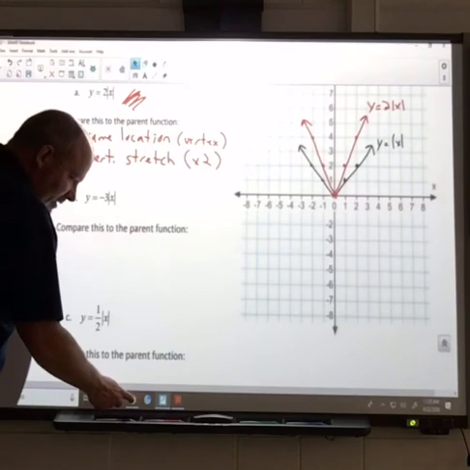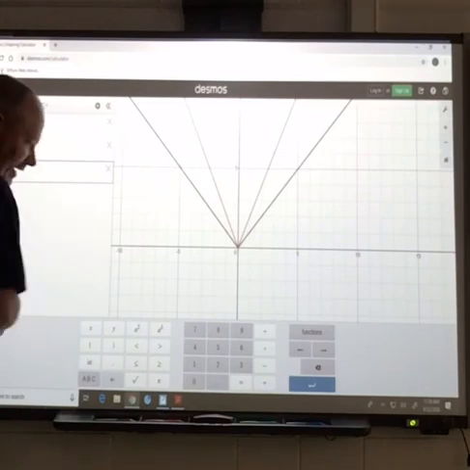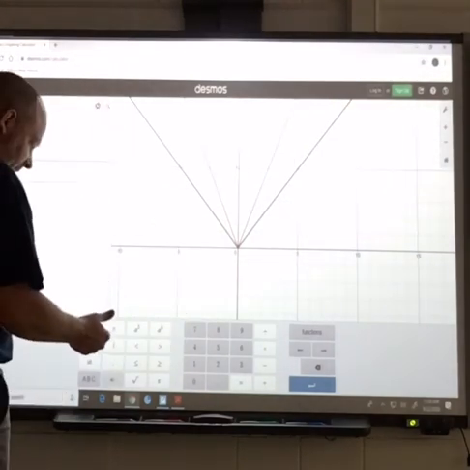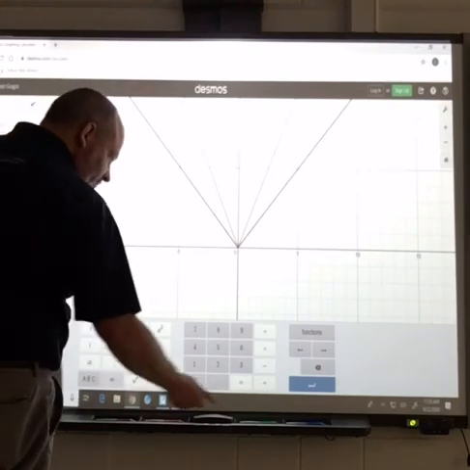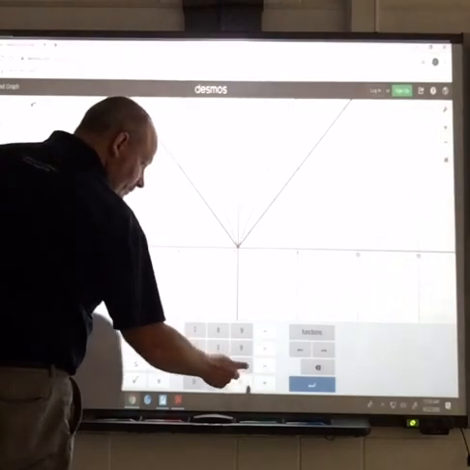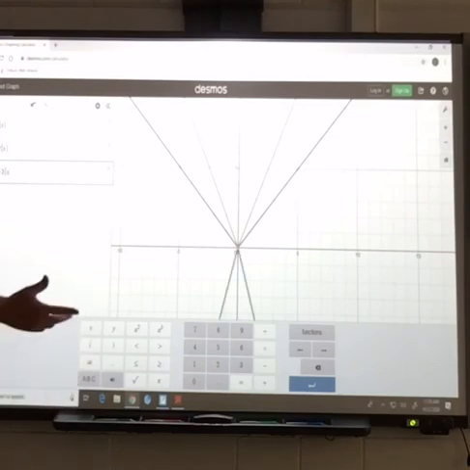So let's go ahead and see what happens when we put this in. I don't know what the color is going to be, and I've forgotten how to adjust the color. I know how to do it at home, but I can't do it here. Either way, y equals negative 3. Okay, there's my negative 3. And then I do my absolute value function, and I put in x, and that's it.